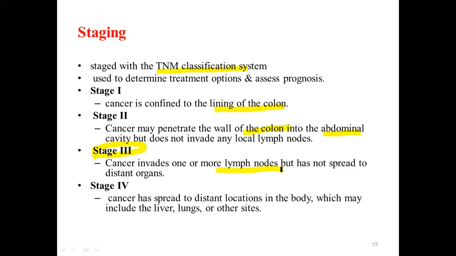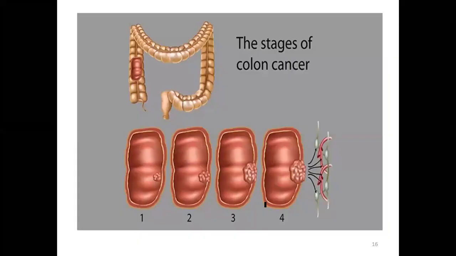Stage 4 is when there is distant metastasis. This is normally as we have discussed in the previous session. So this is how it looks depending on the staging. You can even see how the tumor size looks when it is stage 1, stage 2, then stage 3, then stage 4. Yes, that is metastasis to different organs.